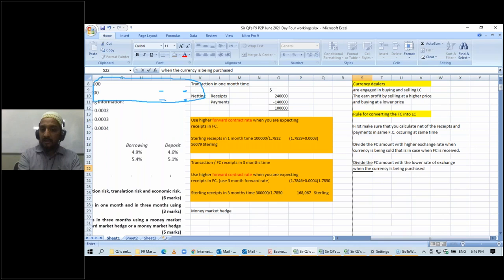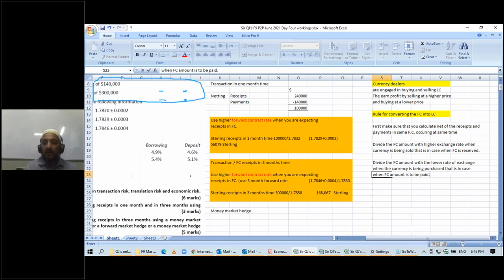So the local currency we're talking about, that is in case when foreign currency amount is to be paid. So this is the rule which you need to remember. This note will help you remember what to do in future. Okay, now the money market hedge.